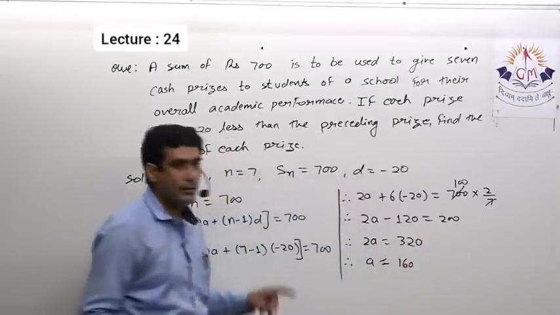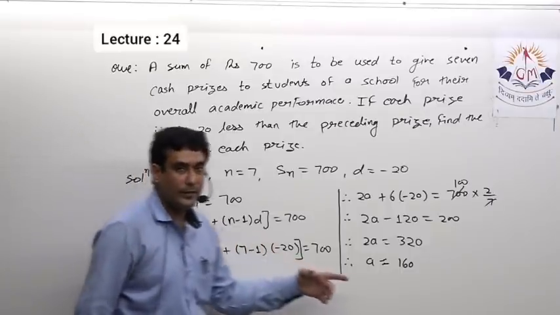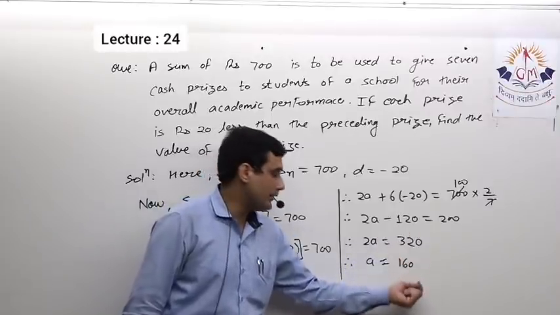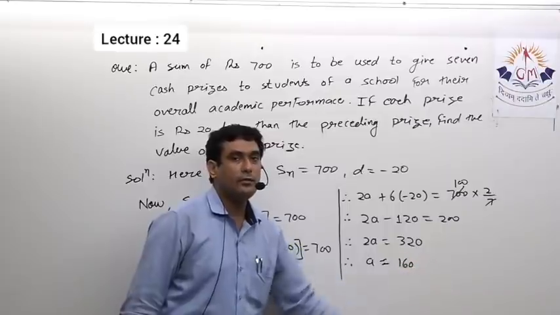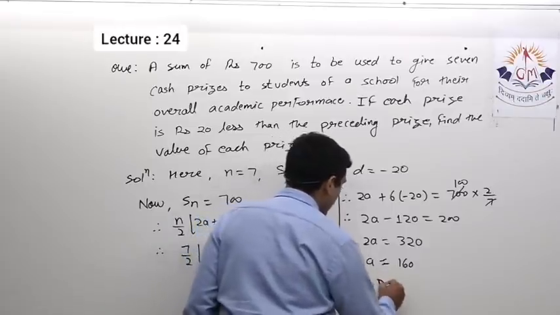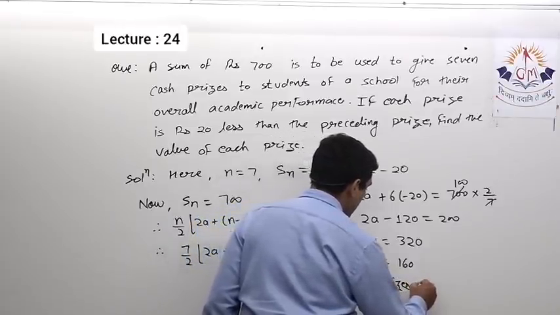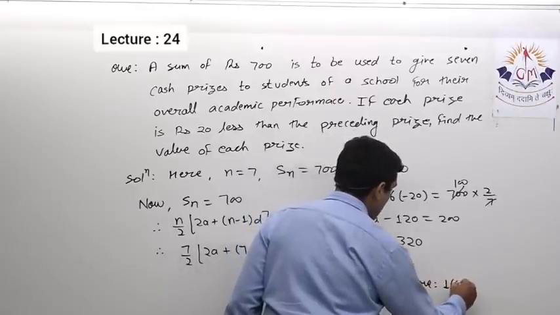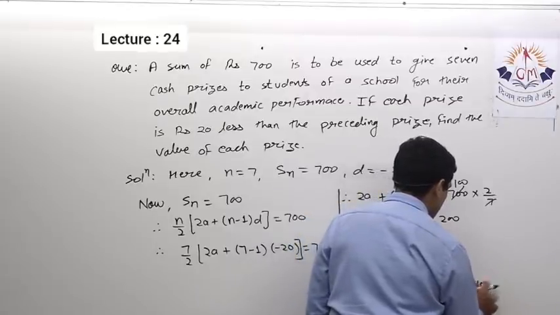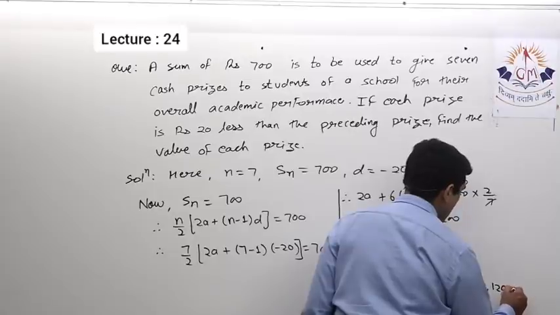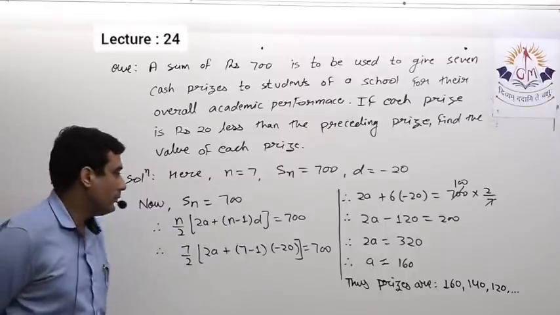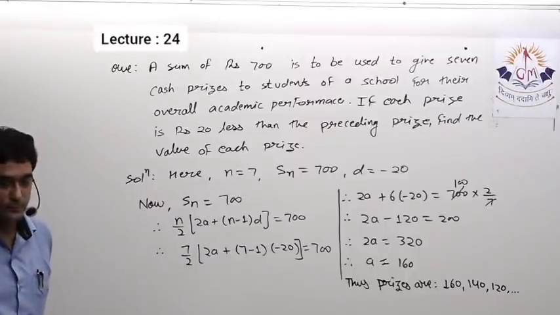So the very first prize is rupees 160. Now what will be the next prize? The next prize will be 20 less than the preceding prize. That means the next prize will be 140, then 120, and so on. So here I can write the prizes are 160, 140, 120, and so on. These are the prizes in rupees. Okay, so please note it down, then we'll see the next question.